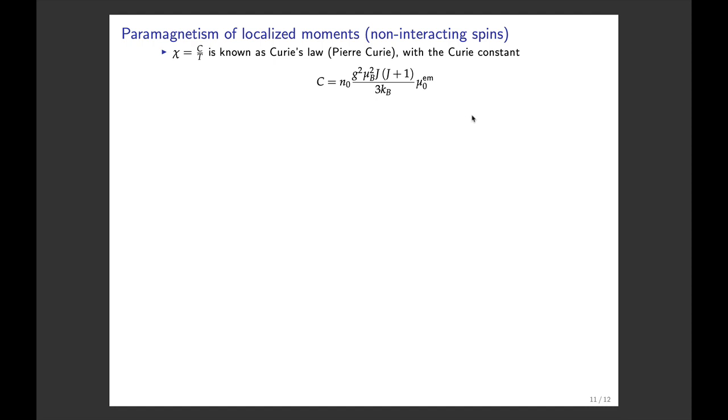So what we've derived then is the susceptibility of localized moments, so the paramagnetism of localized moments, and we used the canonical ensemble. Now we can look at the other limit, the low temperature limit. That's when the magnetic energy wins out, and then the magnetization saturates to this value here.